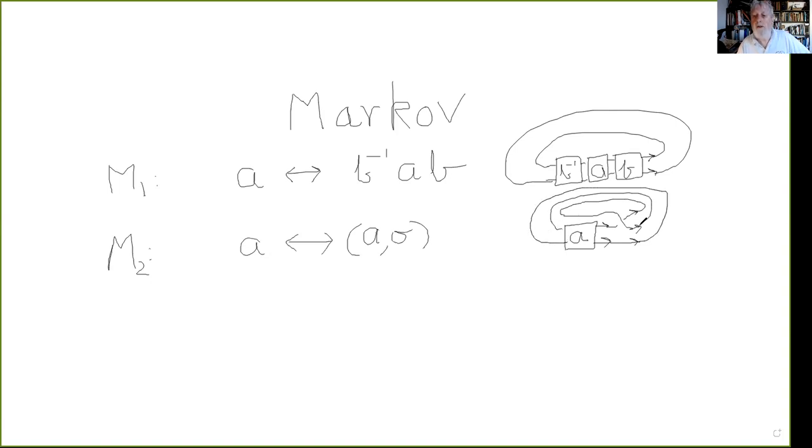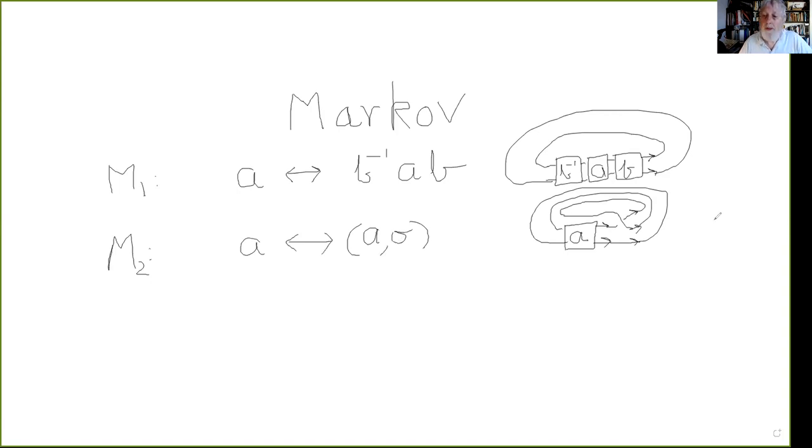And now you see we've got a loop which we can eliminate by an R1 move, a Reidemeister 1 move. You see, just flip that out and we get back to A. So it's clear that under either of these moves, the closure of the braid to form a knot diagram doesn't affect the knot.